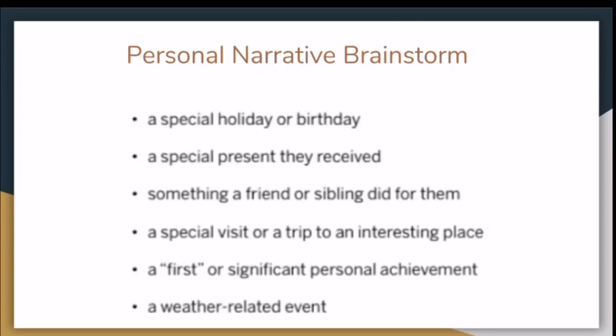Something a friend or sibling did for them. So if a friend or one of your brothers or sisters really helped you with something and it was important. A special trip or visit to an interesting place. So if you went on vacation and you went to Hawaii and you want to tell us all about Hawaii and what you did there, you could do that. A first or significant personal achievement. So, which means when you first were able to read, for example, or the first time you were able to ride your bike.